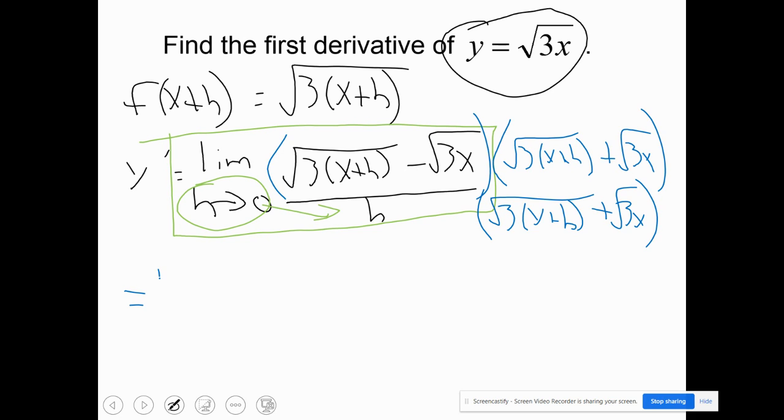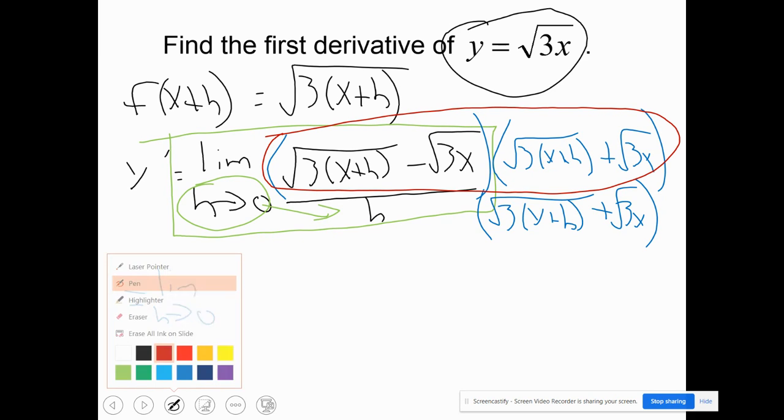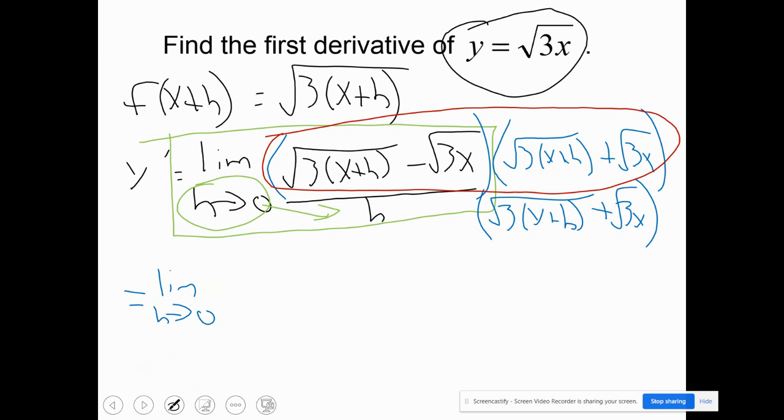All right, what's that leave me with? The limit as h approaches 0. Now, if you remember from what I said yesterday, wherever you got the conjugate from, which in this case is the top of the fraction, you want to multiply those together. Wherever you did not get the conjugate from, you don't want to multiply.